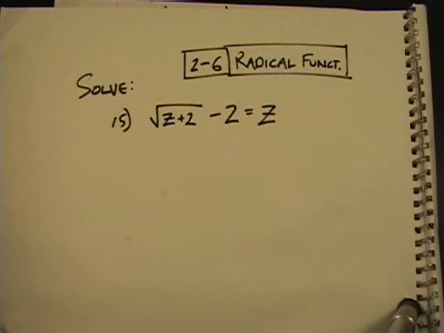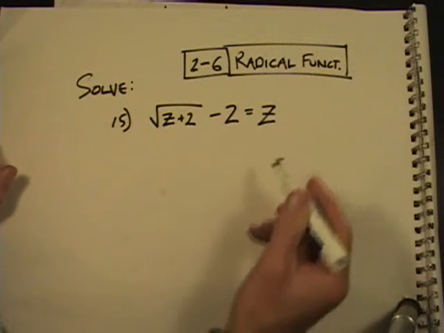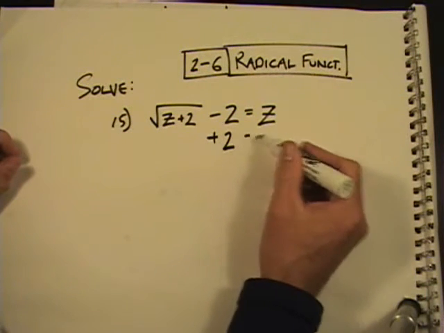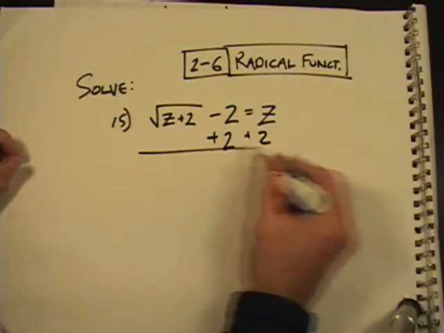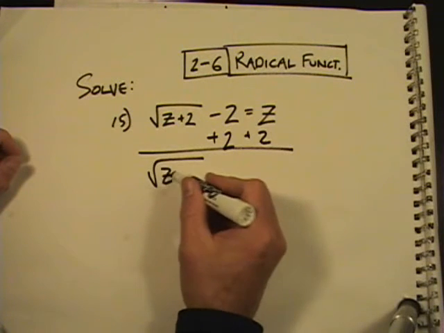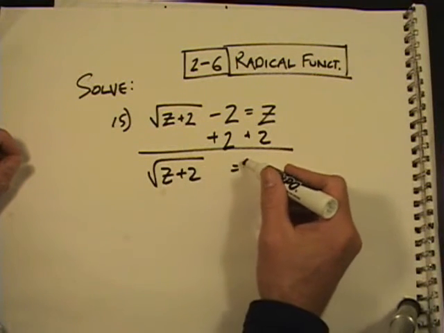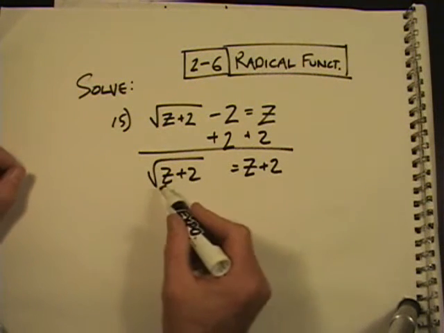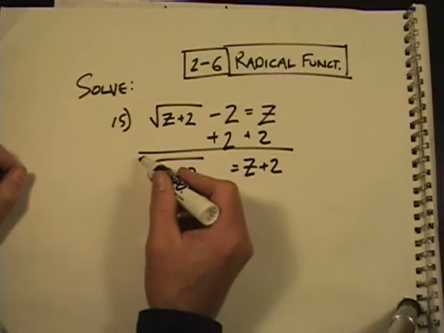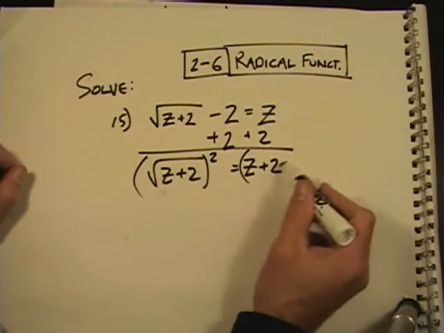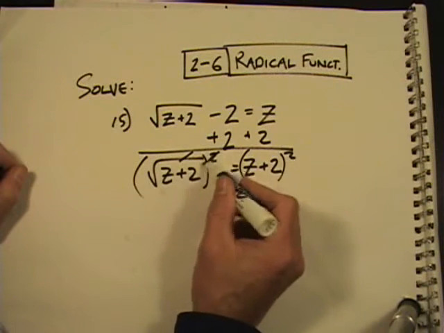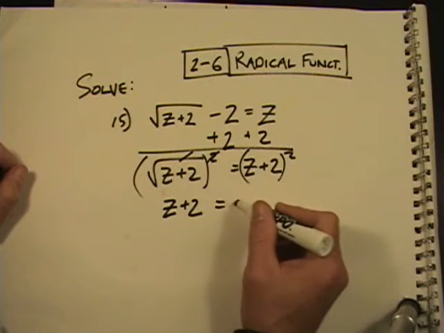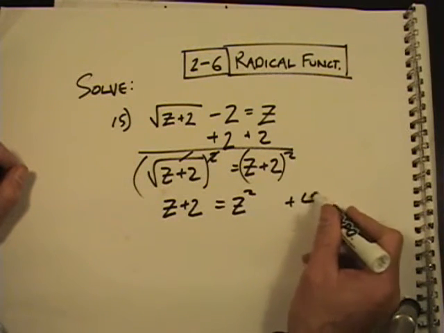There I am. So to solve this, all we do is we isolate the radical, and to do that we add 2 to both sides. Plus 2 to both sides. So I get then the square root of z plus 2, that's under the radical sign, equals z plus 2. Alright, so by isolating the radical, getting it by itself, we can then square both sides, and the radical will cancel when you square it, and you get z plus 2 equals z squared plus 4, right?